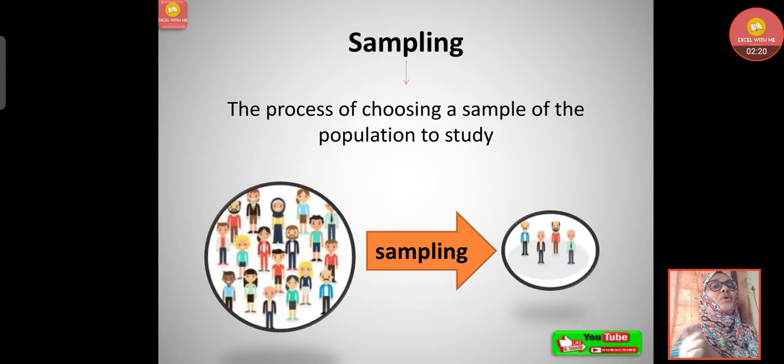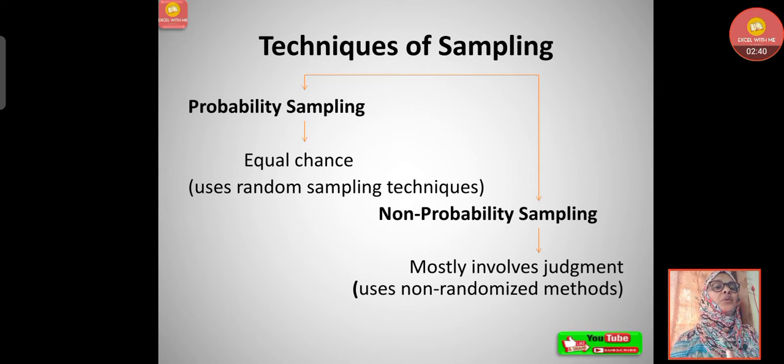Now sampling: the process of choosing a sample of the population to study is called sampling. So many types of sampling are there. Whatever type or process we choose from the population, that is called sampling. Now let's see the techniques of sampling. There are mainly two types of techniques, that is probability sampling and non-probability sampling. Today we are going to understand in detail about probability sampling. In the next class we will understand non-probability sampling.